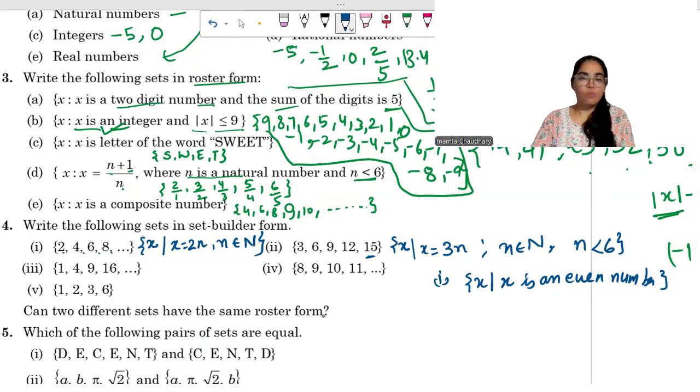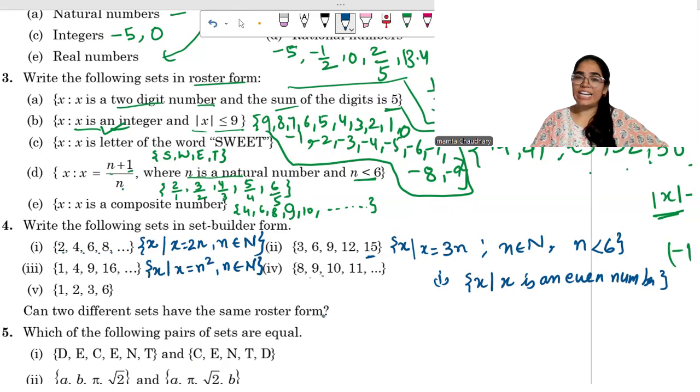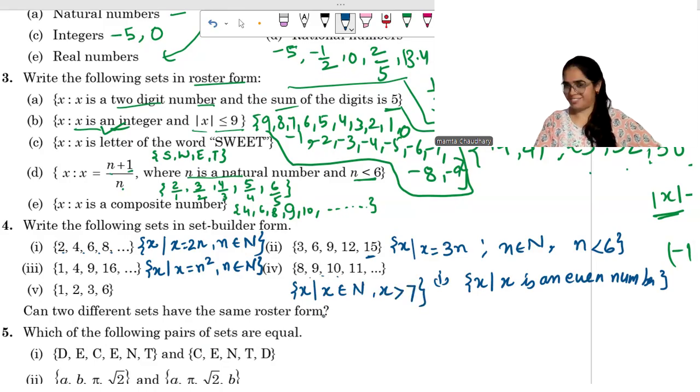Third, 1, 4, 9, 16. What can you say about these? These are square numbers. So we write it as X, where X is n squared and n belongs to natural numbers. It is again dot, dot, dot, which means it goes till infinity. Now the fourth one, 8, 9, 10, 11. X, where X belongs to natural numbers and X is greater than 7. Natural numbers greater than 7 are 8, 9, 10, 11, 12, going till infinity.